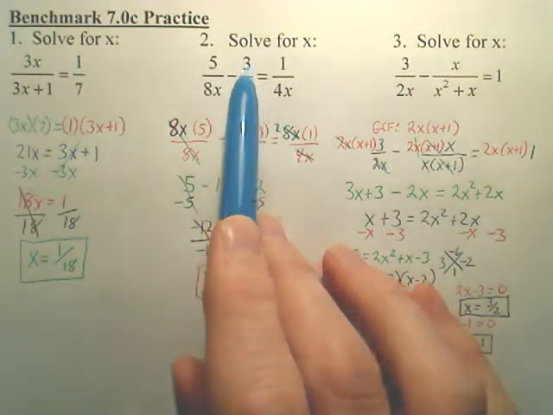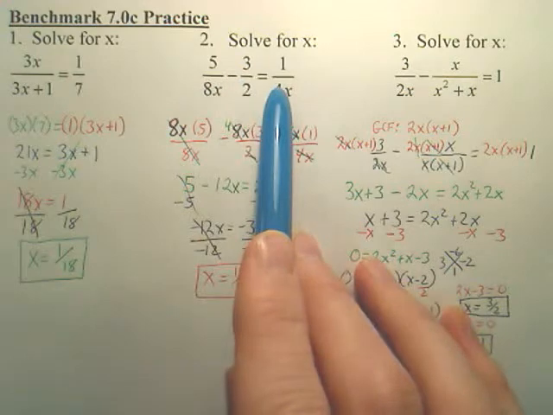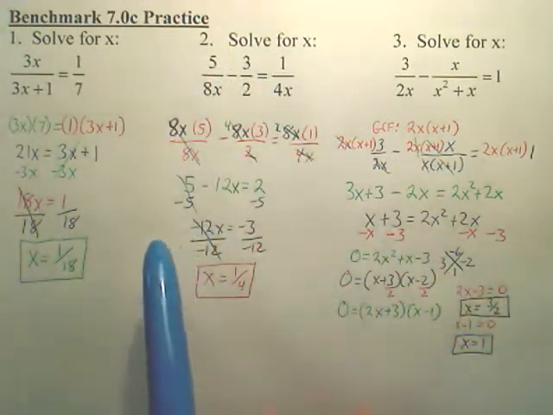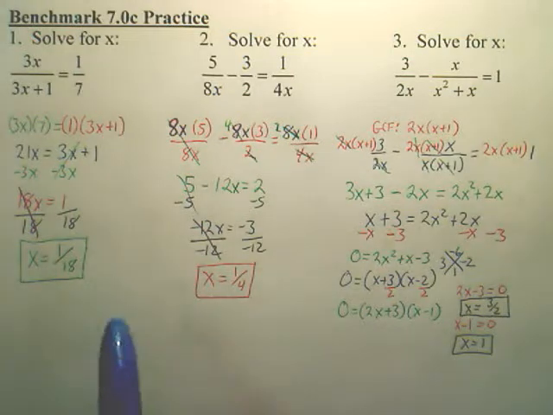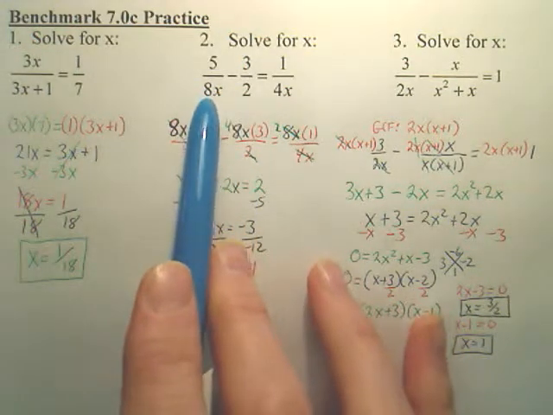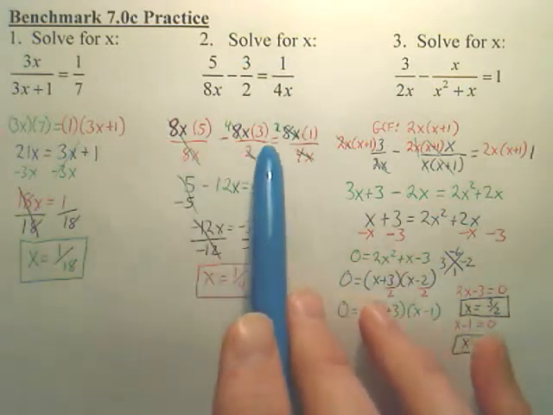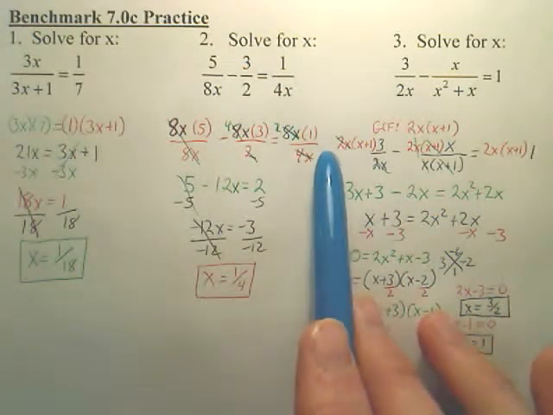Right here, this is not a proportion. It's not a fraction equal to a fraction. Now I could make this into a fraction and do a cross multiply, but there's something easier, which I call fraction busters. What we do is we look for the LCD. What is the LCD of these three denominators? And what I do is I multiply it by everything, all three fractions.